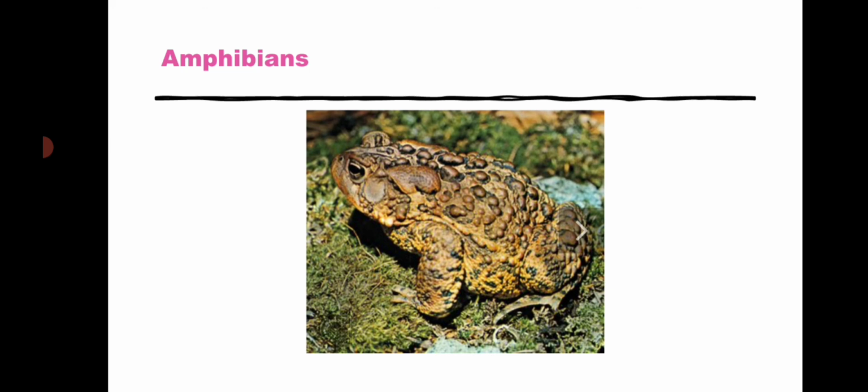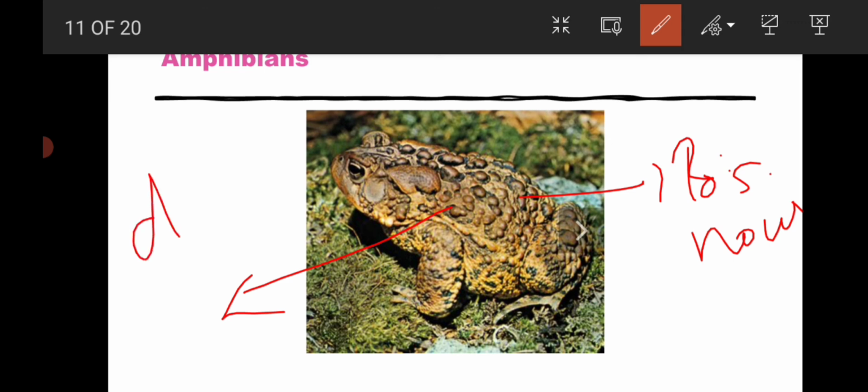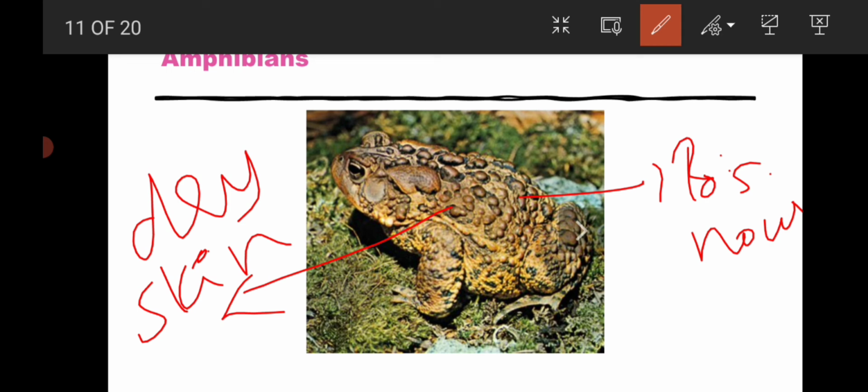This is a toad. It looks similar to a frog, but it is different from a frog because toads are poisonous. Frogs are not that poisonous. Some are poisonous, but not that much. But toads are always poisonous. The feature that differs from a frog is that it has dry skin. But a frog has moist skin. These toads have dry skin.